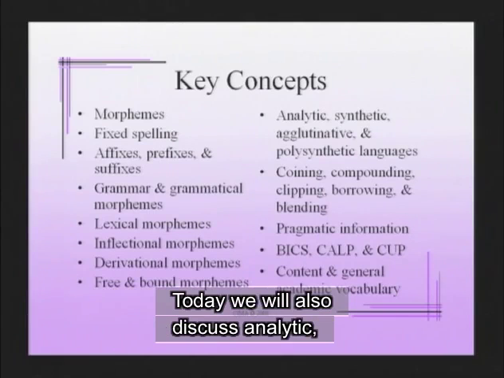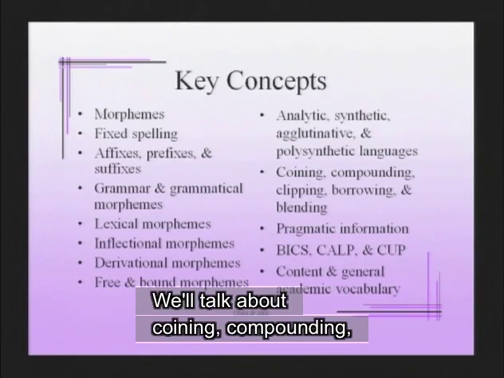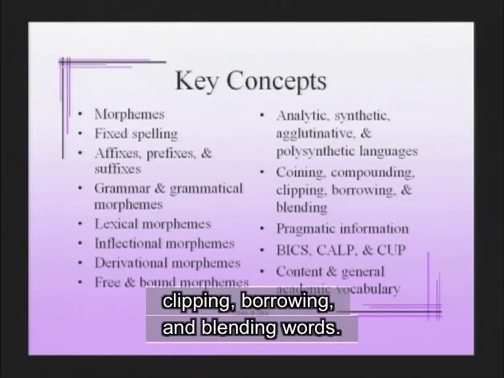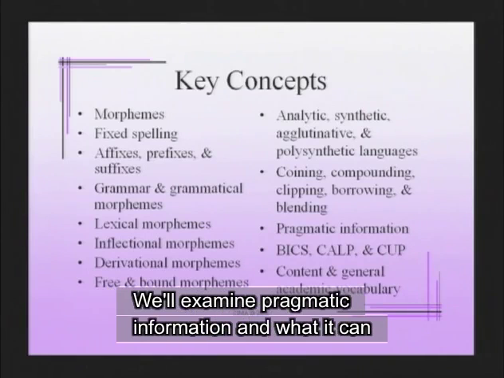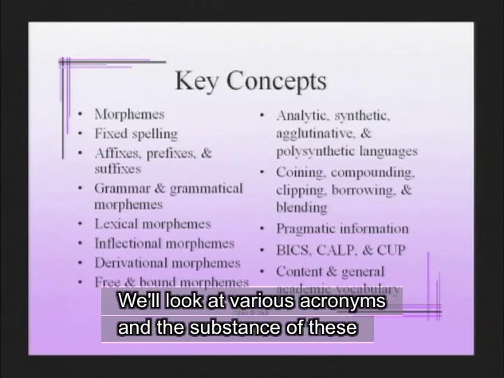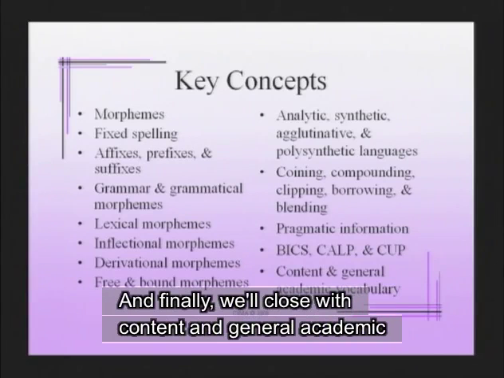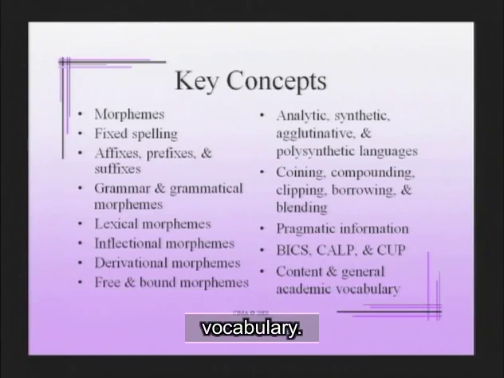Today we will also discuss analytic, synthetic, agglutinative, and polysynthetic languages. We'll talk about coining, compounding, clipping, borrowing, and blending words. We'll examine pragmatic information and what it can contribute for our culturally and linguistically diverse students. We'll look at various acronyms and the substance of these acronyms, including BICS, CALP, and CUP. And finally, we'll close with content and general academic vocabulary.